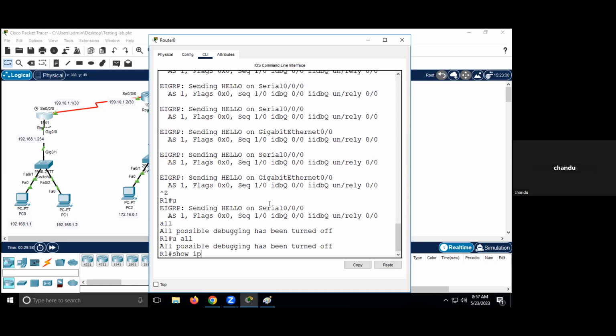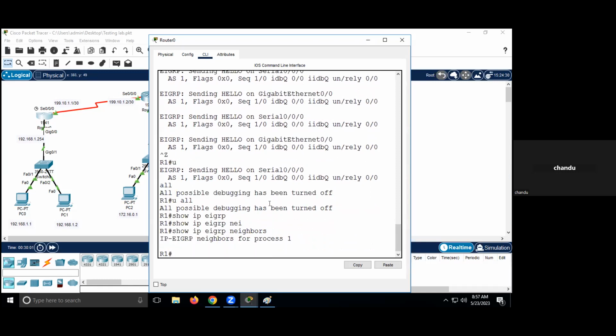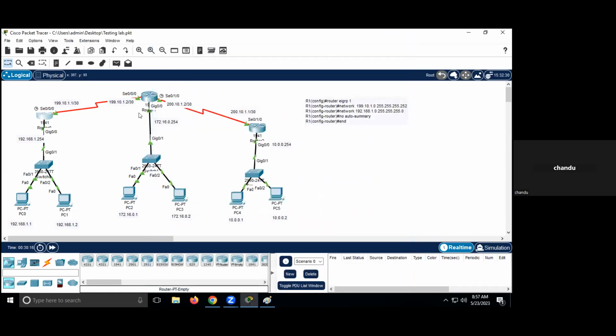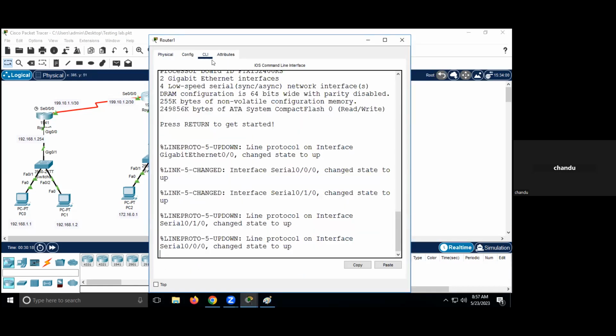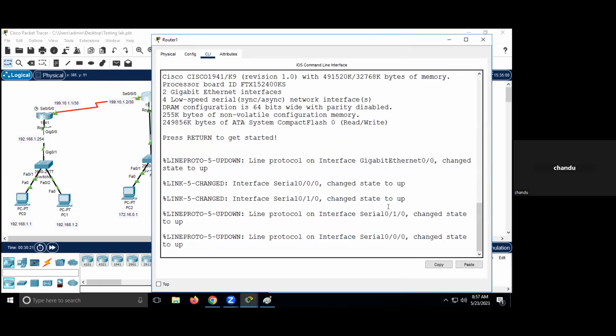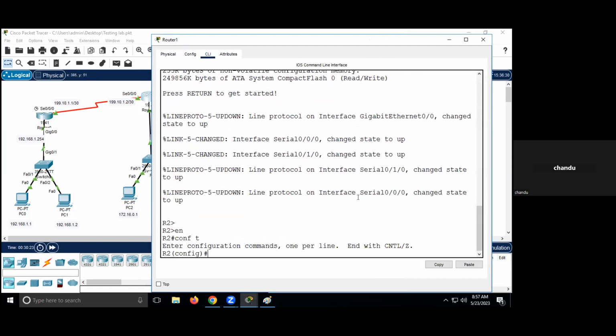And if I type show ip eigrp neighbors, I don't have any neighbor. So the EIGRP neighbor is the process 1. Soon after you configure router 2, see what happens. They must be in the same AS number, router EIGRP 1.